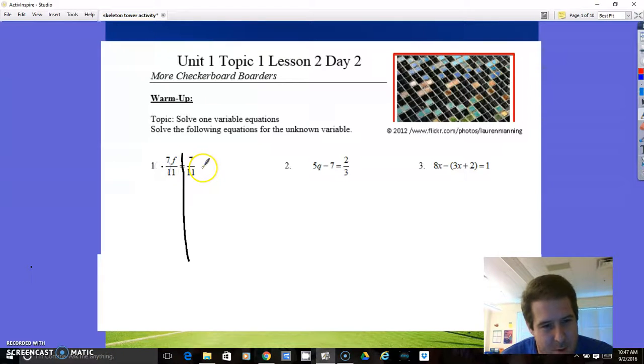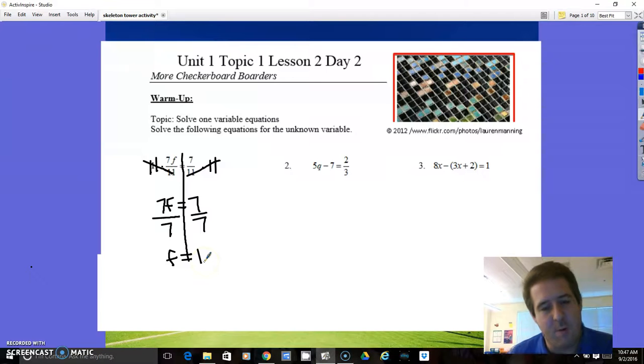Alright, on this side, multiply both sides by 11. You're going to notice that both sides are divided by 11. If you multiply both sides by 11, they cancel the 11s out. This question becomes very easy at this point. So we have 7f equals 7, and divide both sides by 7, and you've got f equals 1.